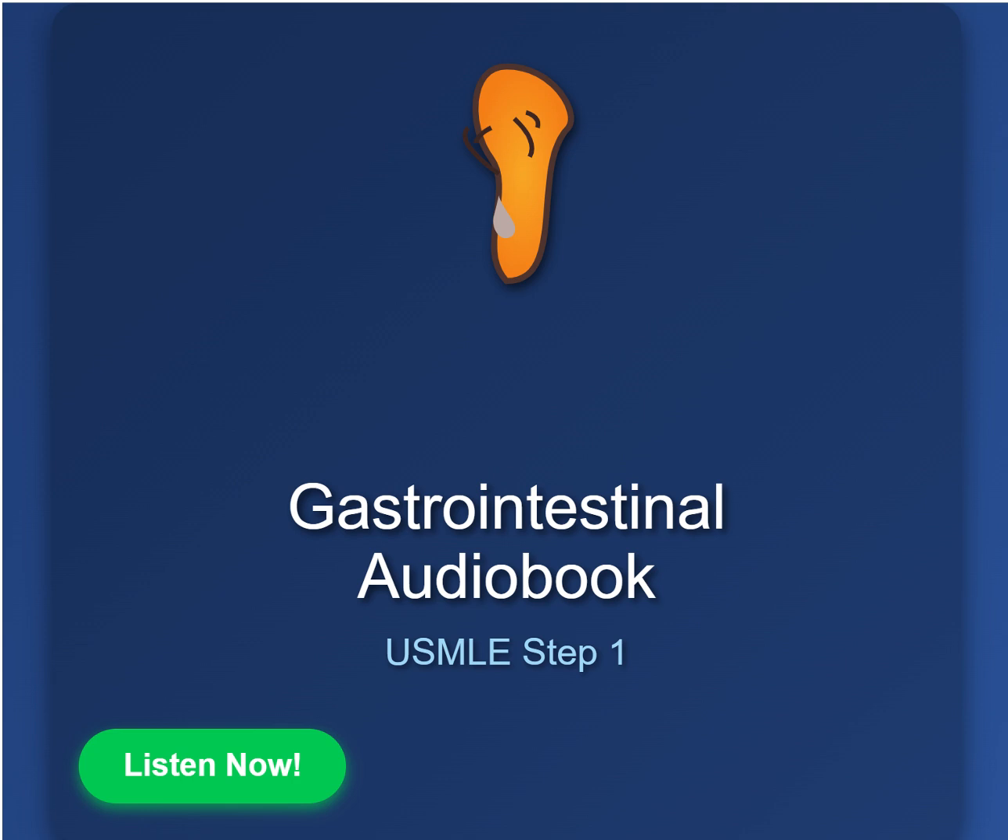Gastrointestinal physiology is our next topic. Let's talk about gastrointestinal regulatory substances. Gastrin is secreted by G cells in the antrum of the stomach and the duodenum. It increases gastric H+ secretion, promotes growth of the gastric mucosa, and enhances gastric motility.